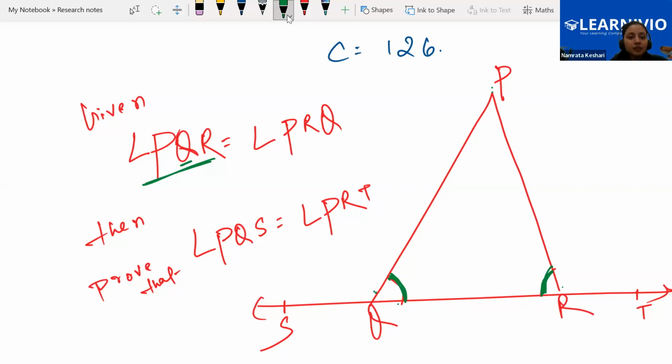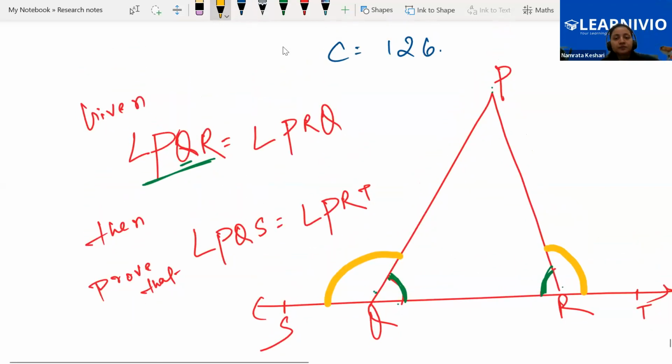Now what do we have to prove? Angle PQS and angle PRT. These two we have to show will be the same. PQS this one and PRT this one. Anyone? What will be the approach for this question?